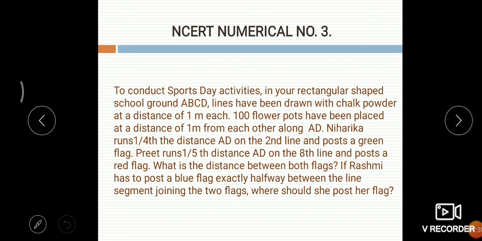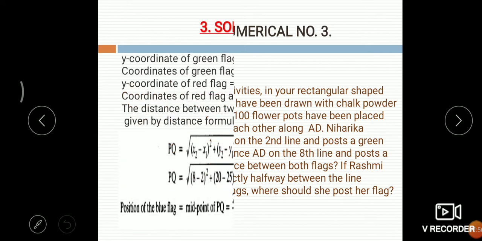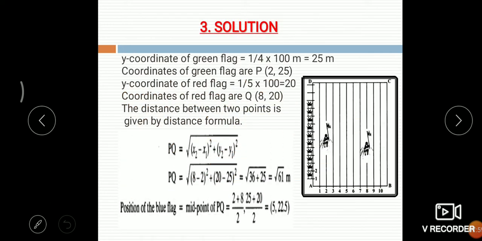she post her flag? It means we have to find the distance between the 2 flags and the coordinate of the midpoint of the line joining those 2 flags. Here you can see this diagram, it is given in the NCERT book also along with the question. So the basic trick is to calculate the coordinates, because coordinates are not mentioned in the question but some hints are given. So let us interpret the information.